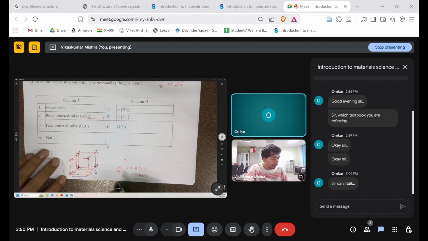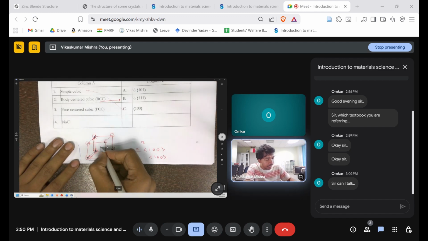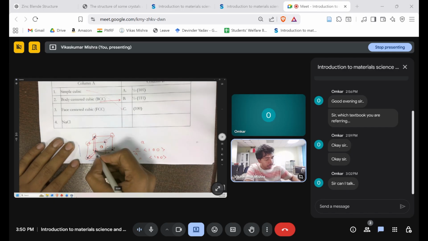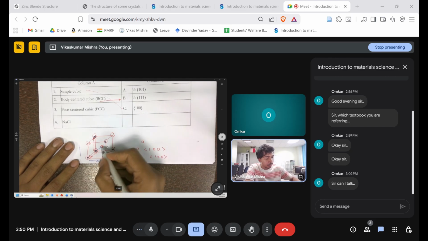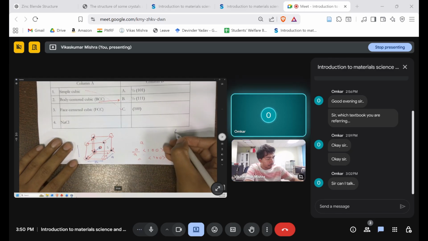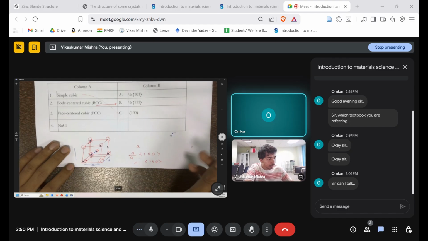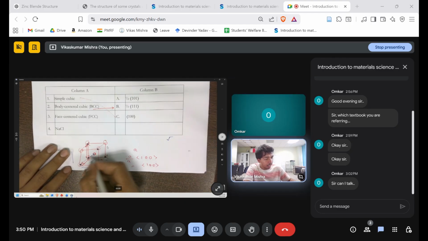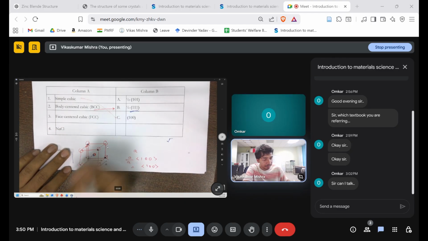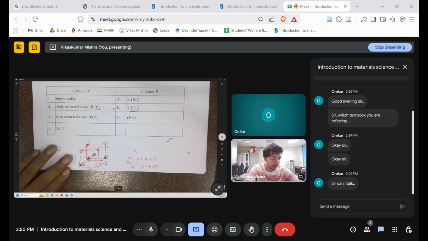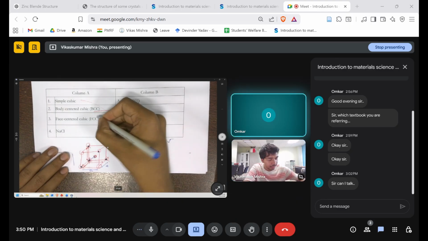Because we know in the BCC there is an atom at the center. So the nearest atom for this particular lattice point is this one, which is nothing but half of the body diagonal. So it will be half of 1 1 1. Great. FCC matches A, right? Matches A. That's great.